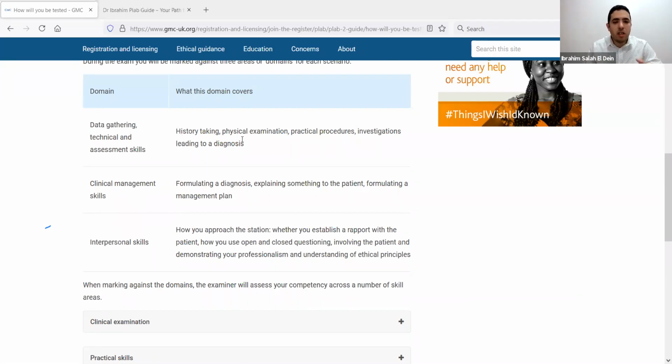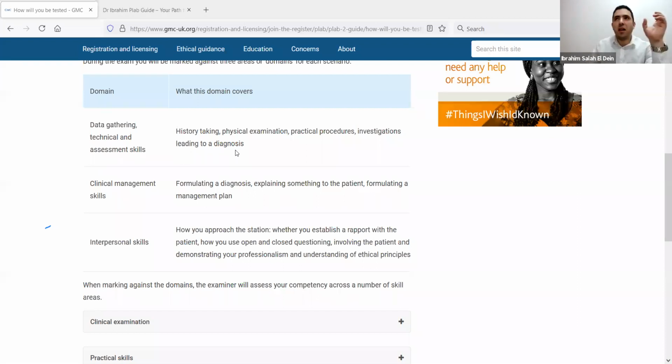So history taking, physical examination, practical procedure, if you need to do some practical procedure in a combined station, and investigation leading to the diagnosis, all of this is a part of data gathering. For the beginner, I will give you some advanced information, but let me say it. Investigation leading to the diagnosis. So it is better to mention the investigation before telling the provisional diagnosis, or at least the initial investigation.